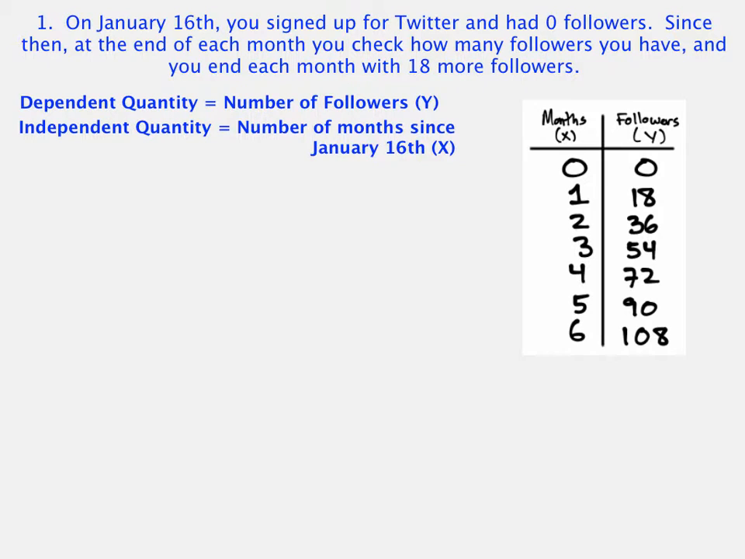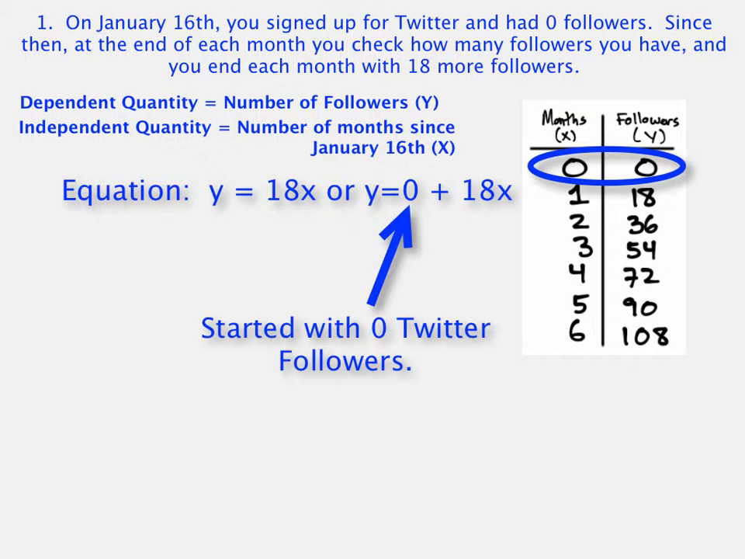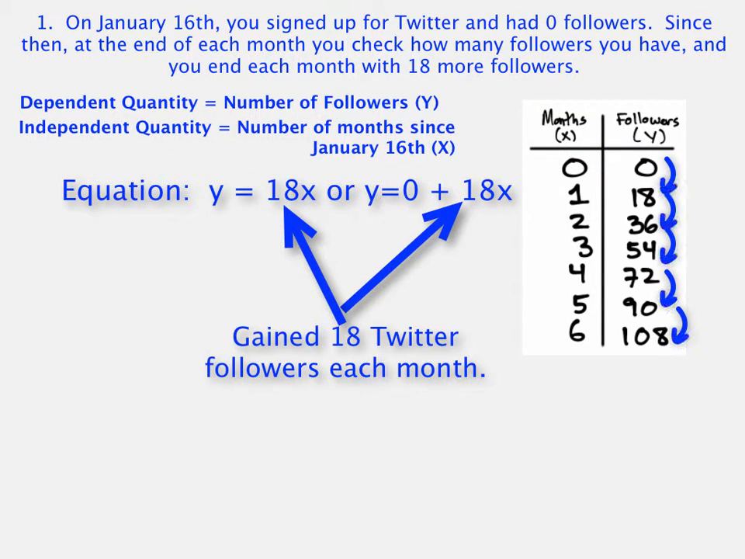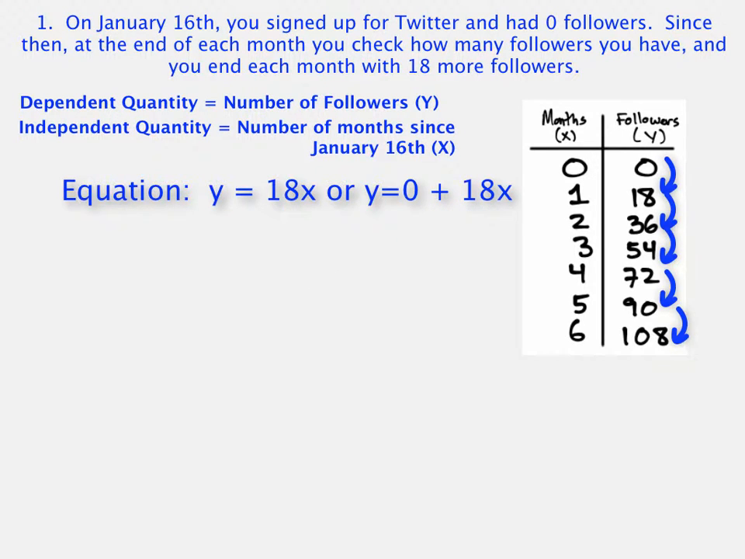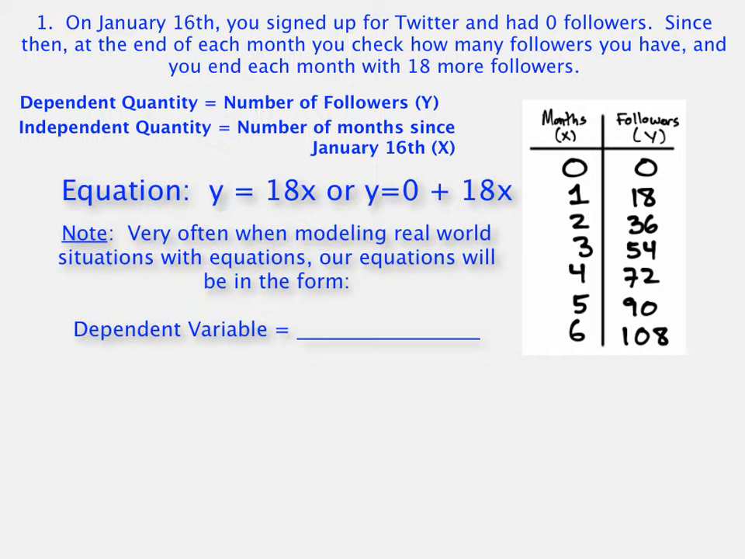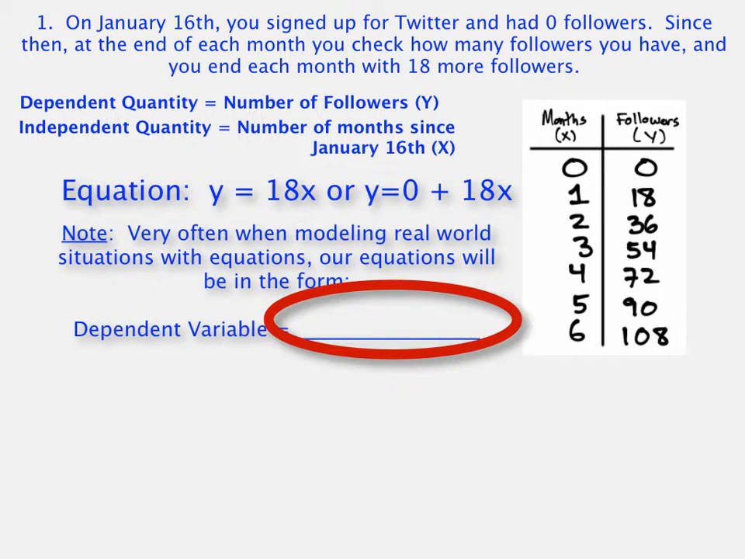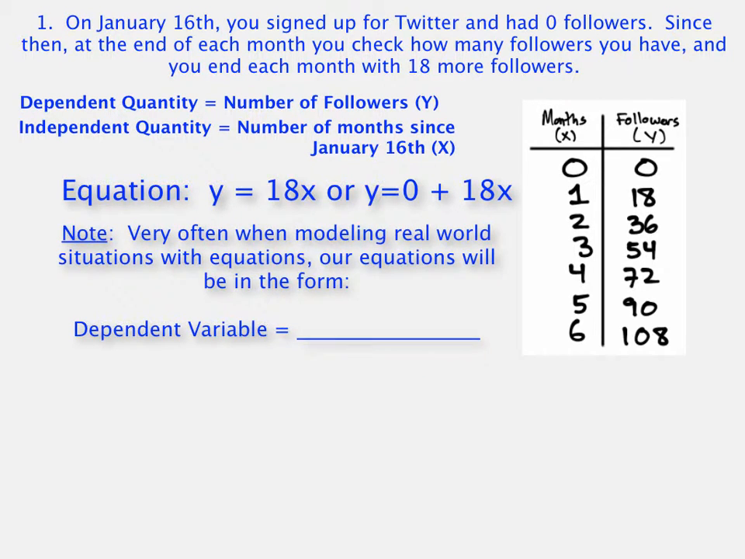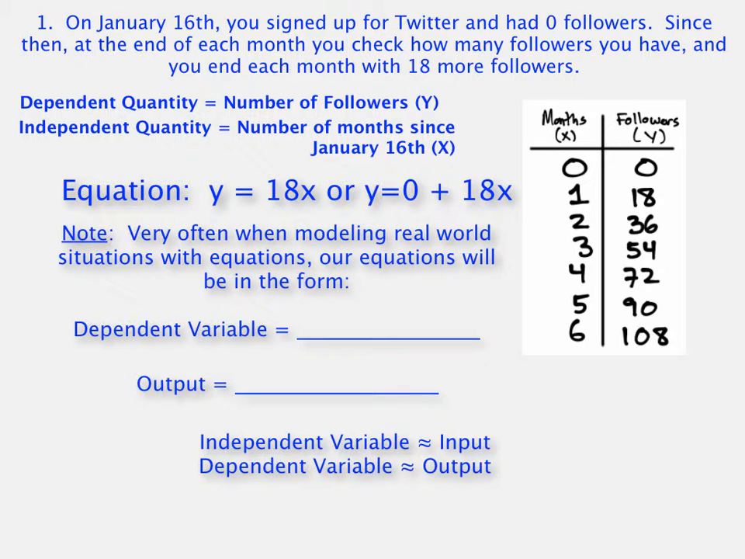Now that we've got these ordered pairs, it's time to make our equation. I think our equation is going to be y equals 18x, or y equals 0 plus 18x. 0 representing how many Twitter followers you started with, none, and this 18 representing how many new Twitter followers you had at the end of every month. Note, very often when we're modeling real-world situations with equations, our equations will be in the form dependent variable equals whatever the equation may be. Very similar to when we were dealing with functions and we had output equals whatever it may be. Remember, independent and dependent variables can really also be thought of as inputs and outputs to functions.